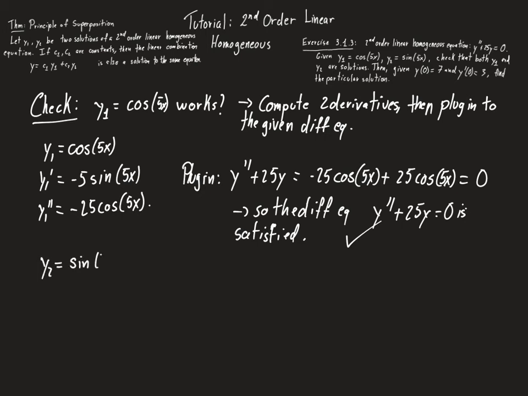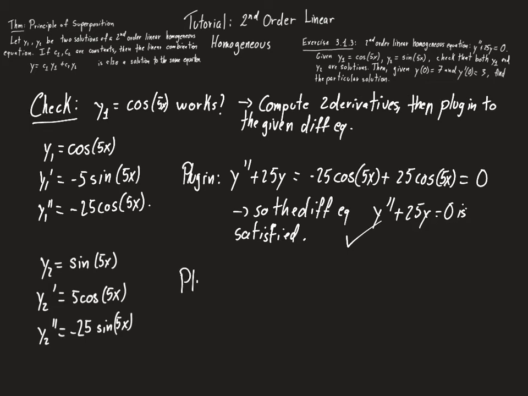y2 is sine of 5x. You can see that y2 prime will be equal to 5 cosine of 5x, and y2 double prime will therefore be equal to negative 25 sine of 5x.